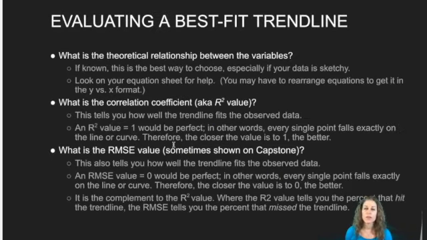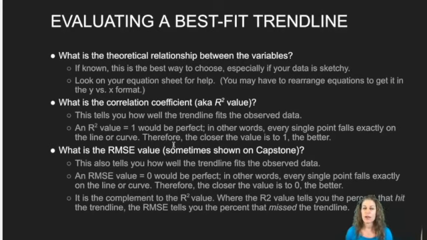So how do you evaluate the best fit trend line? First of all, you want to look at the theoretical relationship. So look at your equation sheet. Find an equation that has both the variables that are on the x and y axis in the equation and see what is the theoretical relationship between them. The other way that you can evaluate them is by using the r² value, that correlation coefficient. The correlation coefficient tells you how closely the data that you collected fits the trend line that you chose.